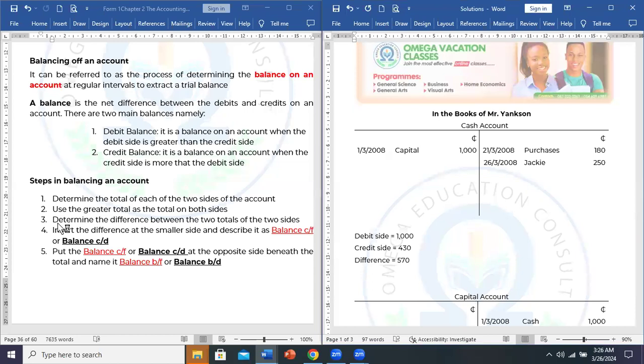So the third step asks you to get the difference, right? The fourth step says insert the difference at the smaller side. Insert the difference.